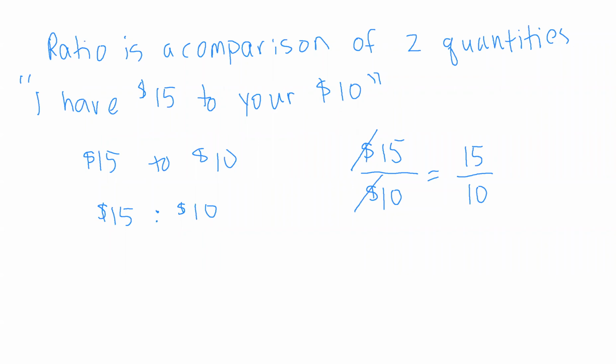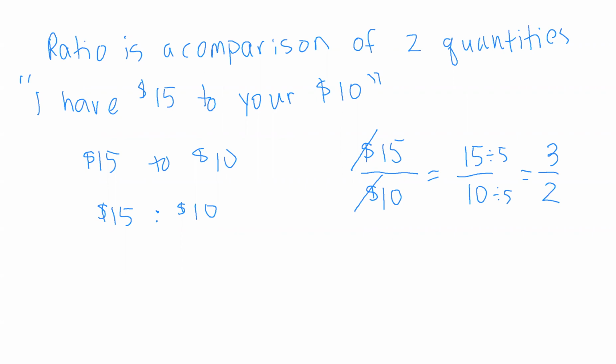But you also want to reduce this, okay? So 15 and 10 have a 5 in common. So we divide out those 5s. And we get 3 to 2. So that means for every $3 I have, you have $2, okay?